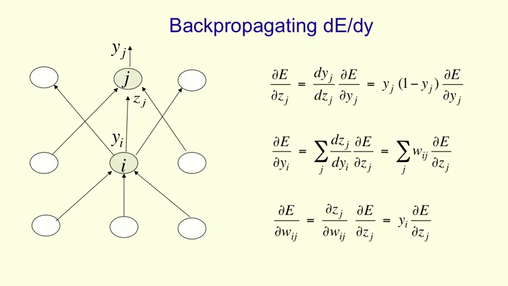It's an algorithm for taking one training case and computing efficiently for every weight in the network how the error will change on that particular training case as you change the weight.